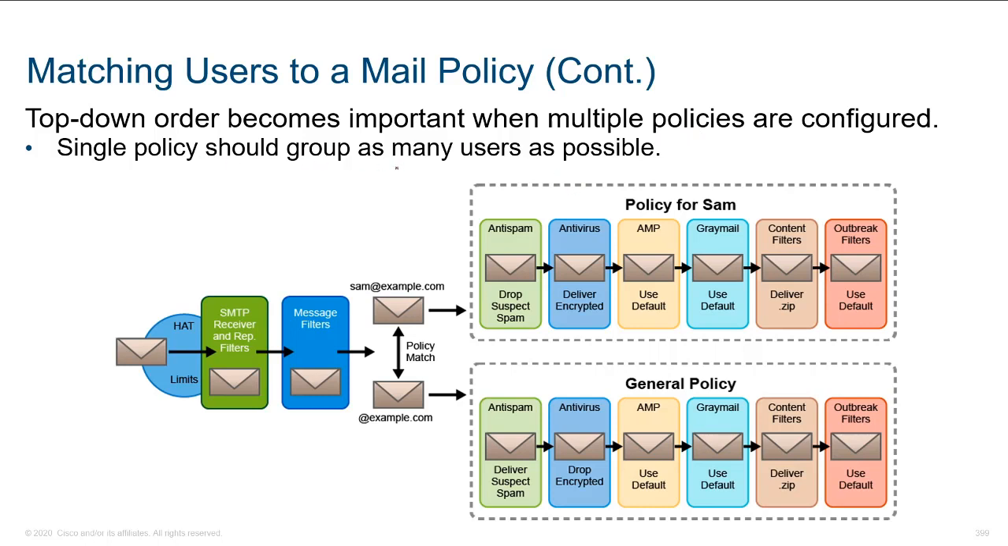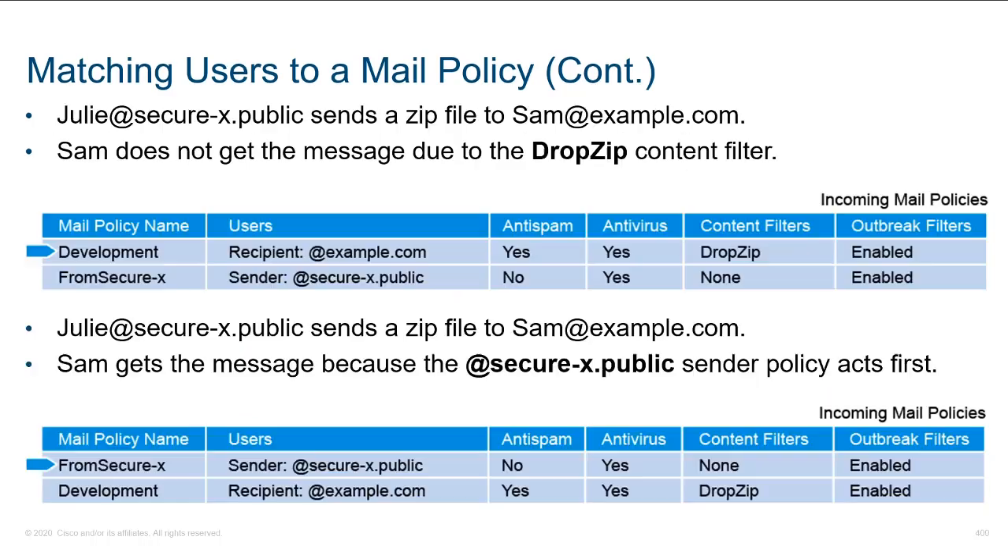So a single policy should group as many users as possible. Traffic comes in, we've got maybe a policy for sam@example.com, and then we've got a policy for example.com. Because sam@example.com is more specific, I would have it ranked higher, right? So that it hits that first. If they were ranked differently, sam@example.com does match at example.com, and Sam would be applied the general policy, not his specific policy, if he were out of order. Pretty easy, right?